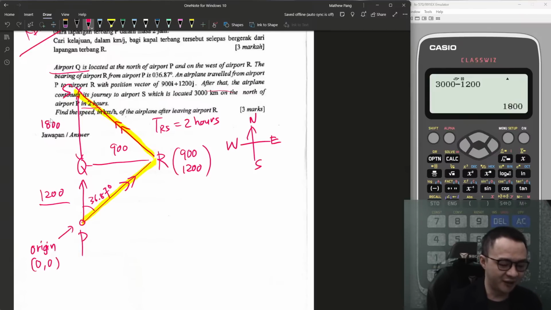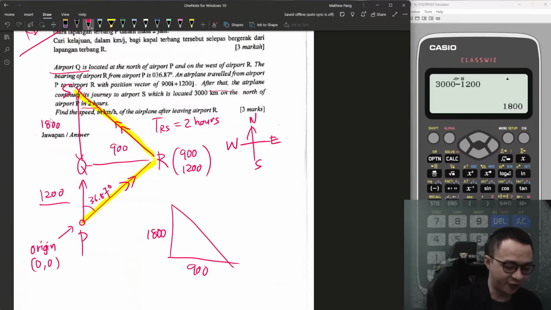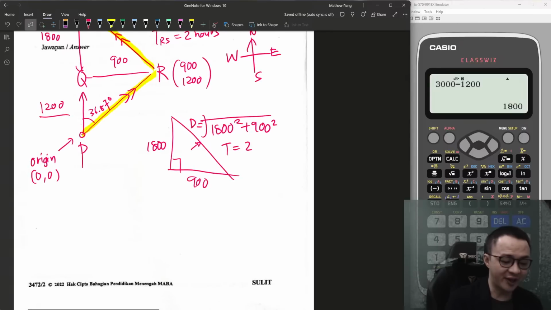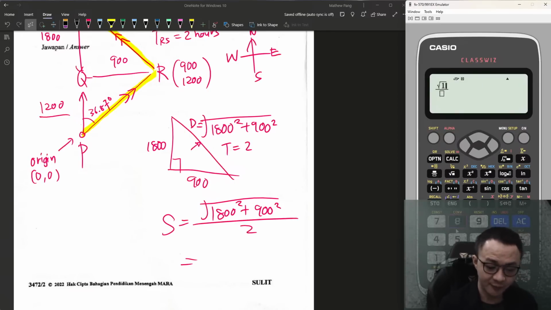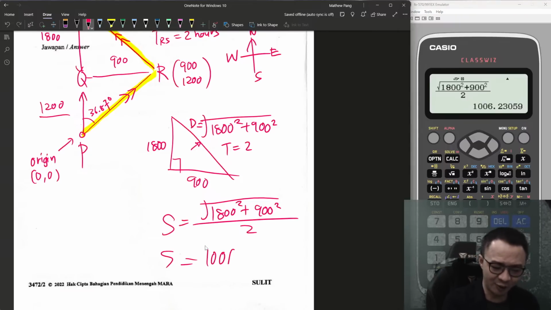So yeah, if you figure out, then it's not too hard. We just solve this triangle. So this is 900, this is 1800. We just need to find the length of hypotenuse, right? So it's 1800 square plus 900 square. This is the distance, right? Since we have the time equal to 2, then we can find the speed. Speed equals to distance over time, isn't it? Okay, yeah, then we got the answer. So yeah, the speed is 1000.